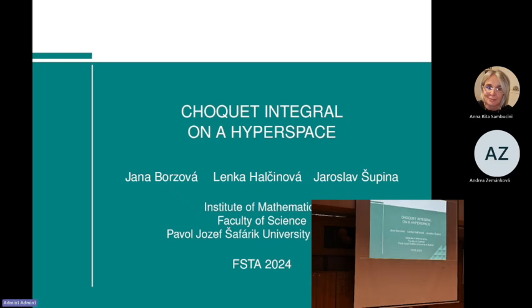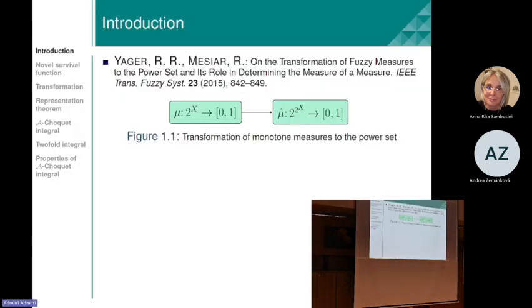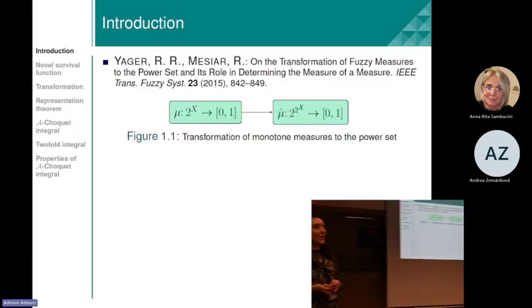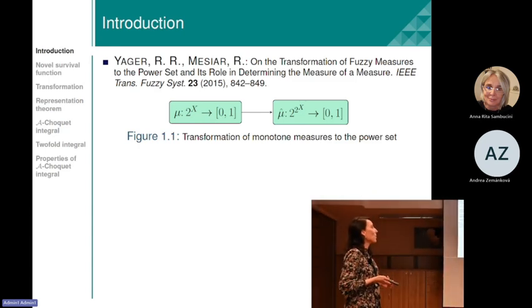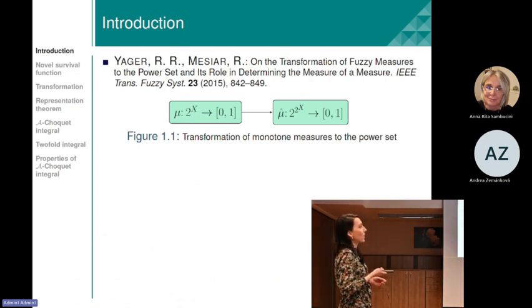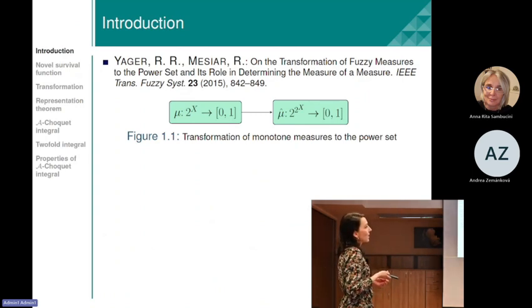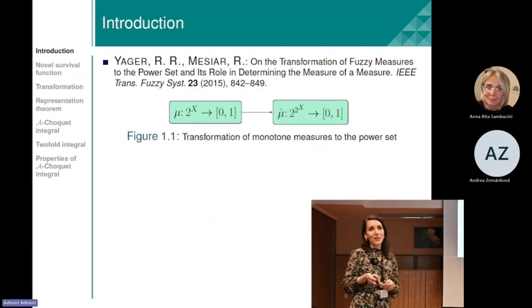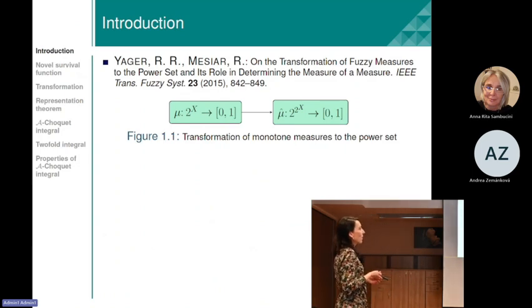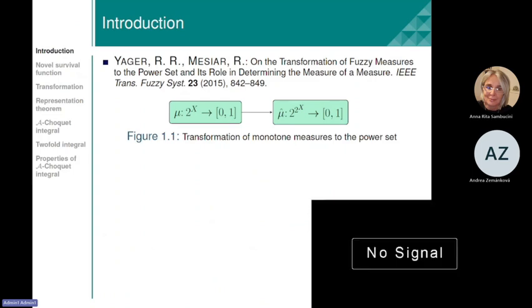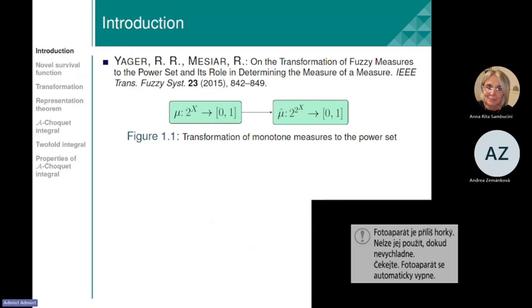Dear participants, to begin with, let me introduce two papers. In the first one, the authors looked at some methods for transforming measures to the power set. They proposed an approach to transform a measure μ, which is defined on the power set of the basic set X, to a measure μ with hat, which is defined on the power set of the power set of X. Therefore, μ with hat assigns values to collections of subsets of the basic set X.